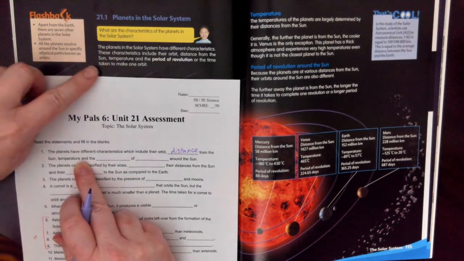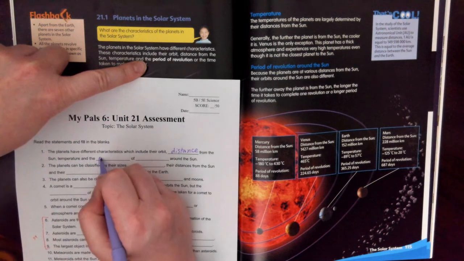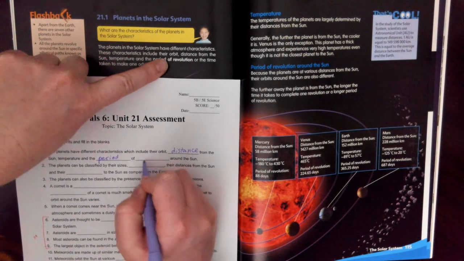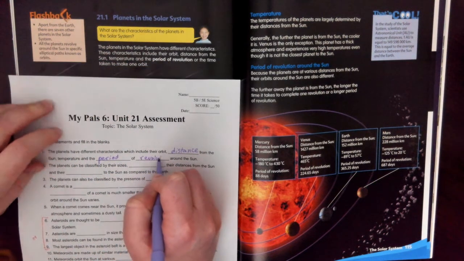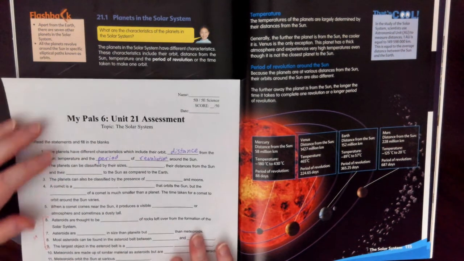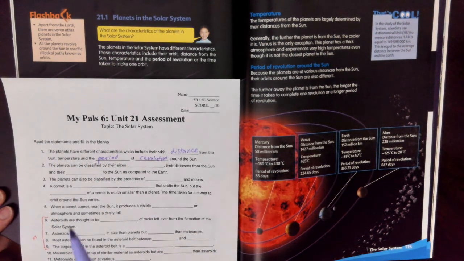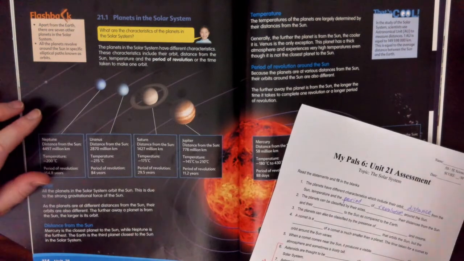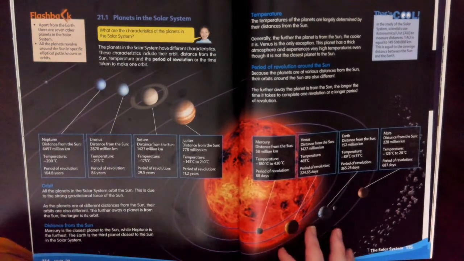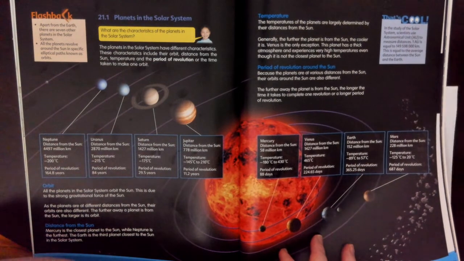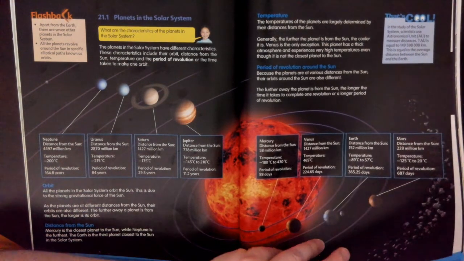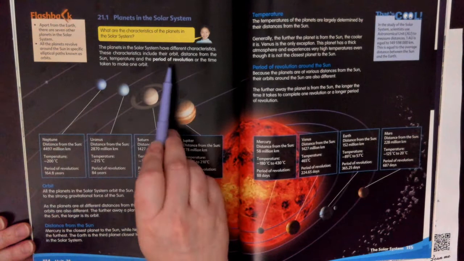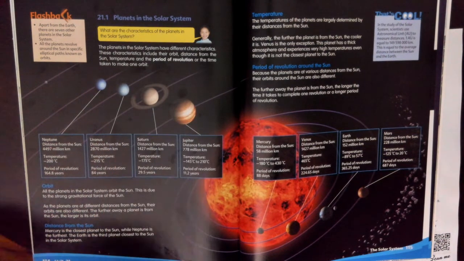temperature, and the period of revolution around the sun. So period of revolution is just how long does it take to go all the way around the sun, or what we like to call a year. So the planets can be characterized, that is for the next page, right? Yes, okay. Or the time taken to make one orbit.